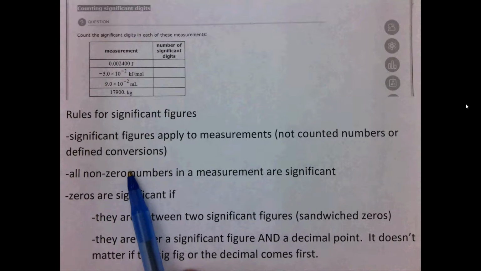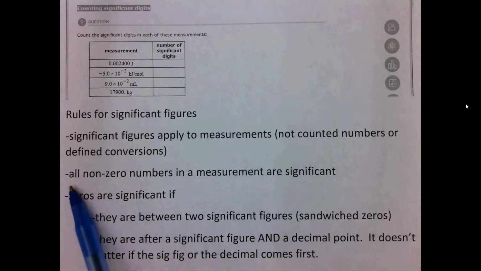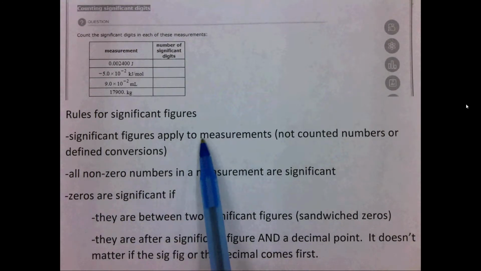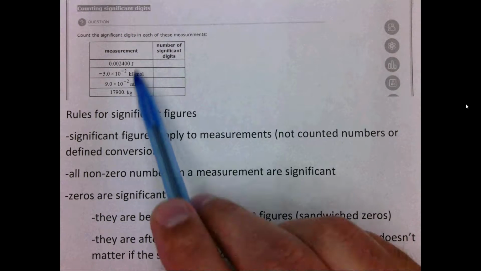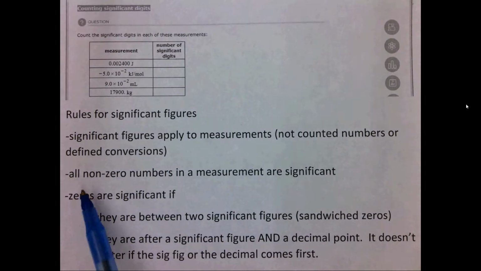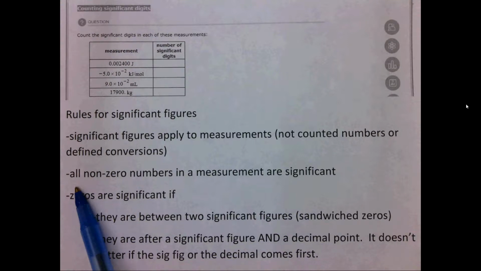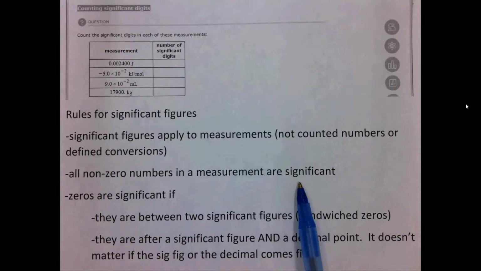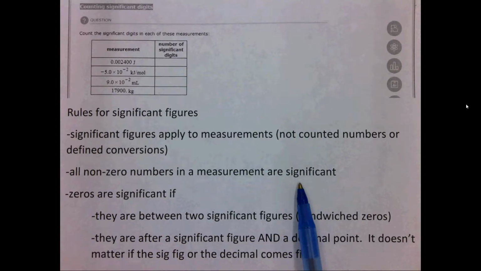If you measure on a balance that something weighs 2.3 grams, that is a measurement, and it has significant figures. Now, once you've decided things are measurements, which these all are, which you can tell by the presence of the units, there are rules for different numbers. These rules are all non-zero numbers in a measurement are significant. So any digit other than 0 is a significant figure.